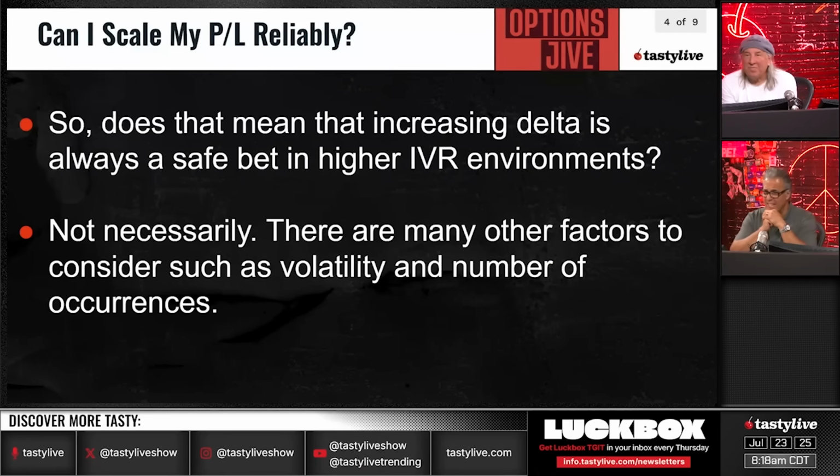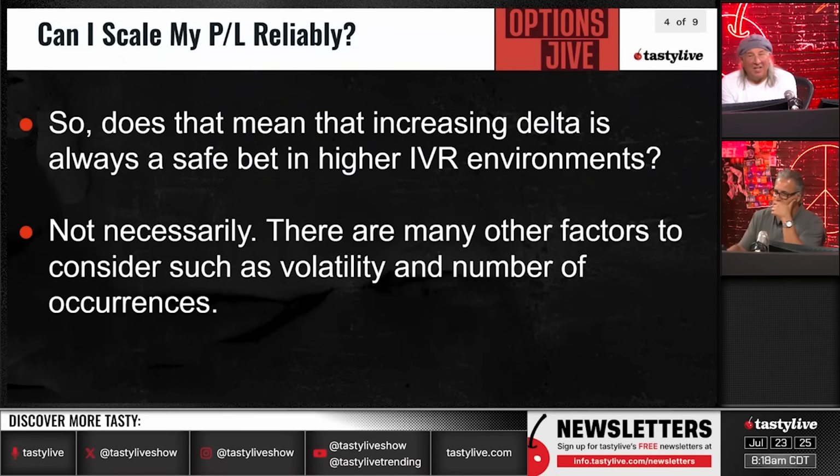But we're not high now. Right. So does this mean that increasing delta is always a safe bet in high IVR? Not necessarily. There are many other factors to consider, such as volatility and the number of occurrences. It's always going to be the number of occurrences. Let's go to the next slide.